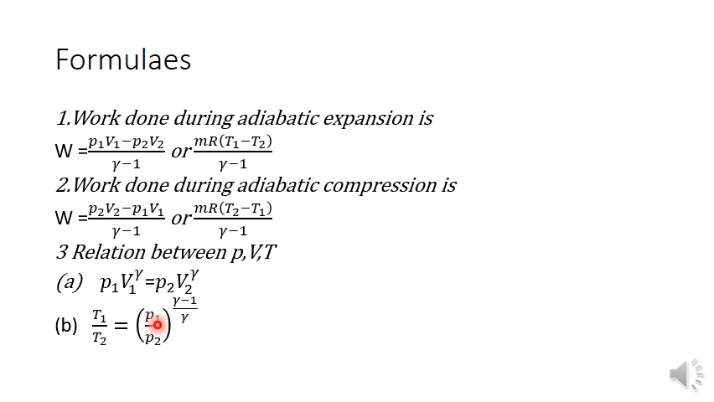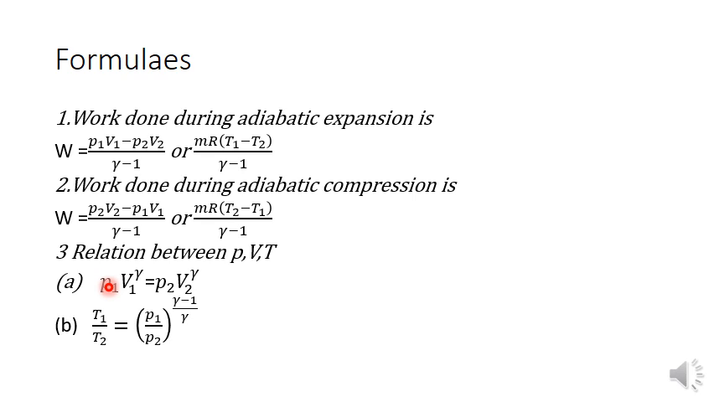Depending upon the data given in the problem, we can modify this formula, but it comes like T1 by T2 is equal to (P1 by P2) whole power (gamma minus 1) by gamma. Like that, this is the relation between T and P. Now the relation between T and V. Simply, in this equation we are removing pressure and writing the equation in terms of temperature.